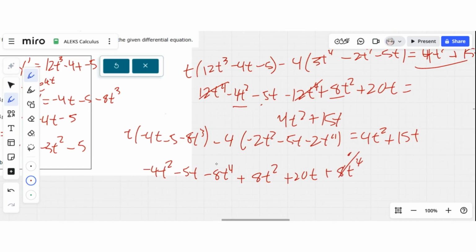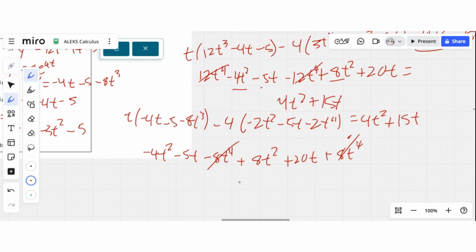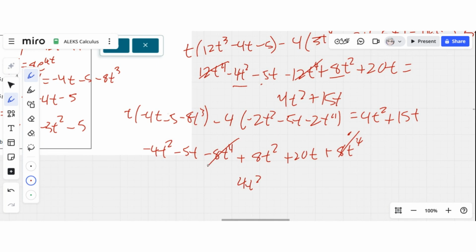And this is coming out like the last one did. Those go away, and negative 4t squared and 8t squared is 4t squared. And the negative 5t and plus 20t is plus 15t. That's what we're looking for. All right, so we got two of them.